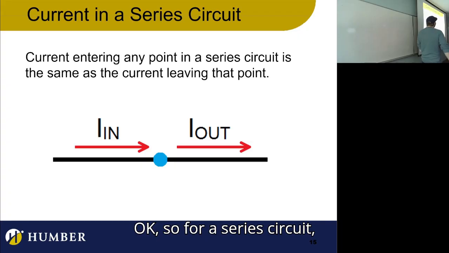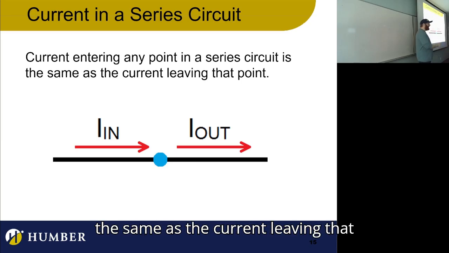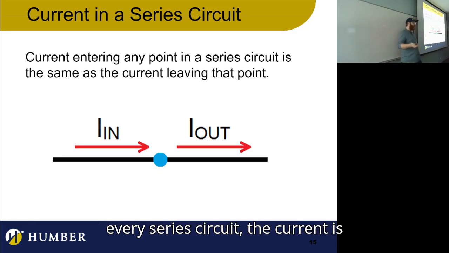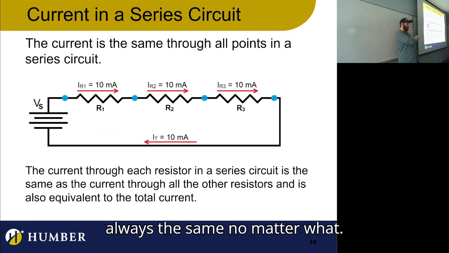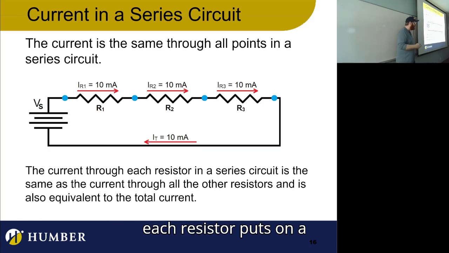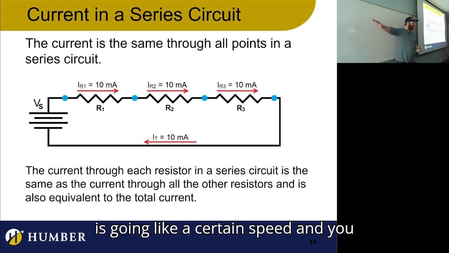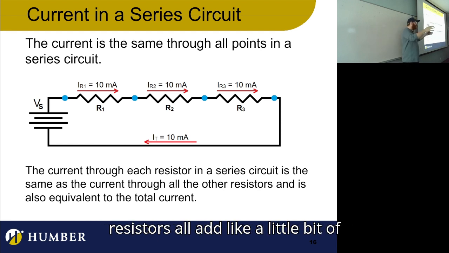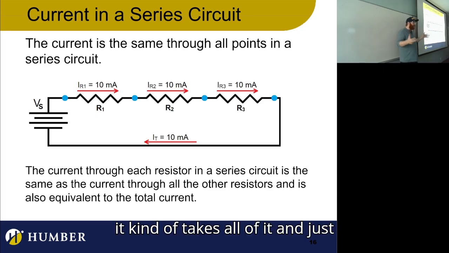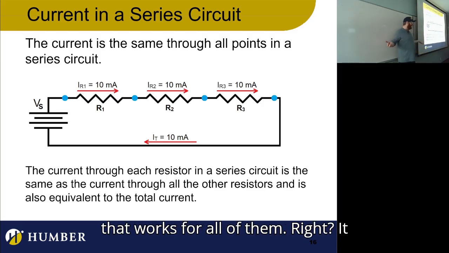Okay, so for a series circuit, all of the current entering any point is the same as the current leaving that point, which means realistically in every series circuit, the current is always the same no matter what. You can kind of think about it like if the flow is going a certain speed and you have a bunch of resistors, and those resistors all add a little bit of slowness to that speed, it kind of takes all of it and just uniformly presses at the speed that works for all of them, right?